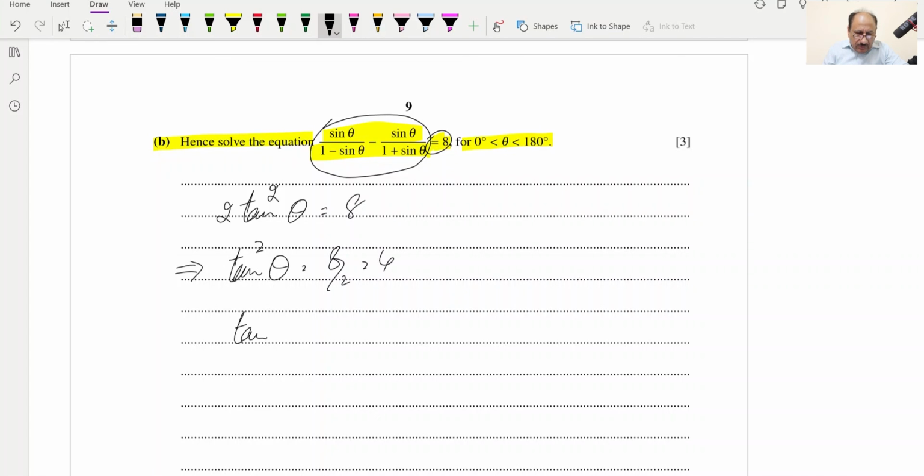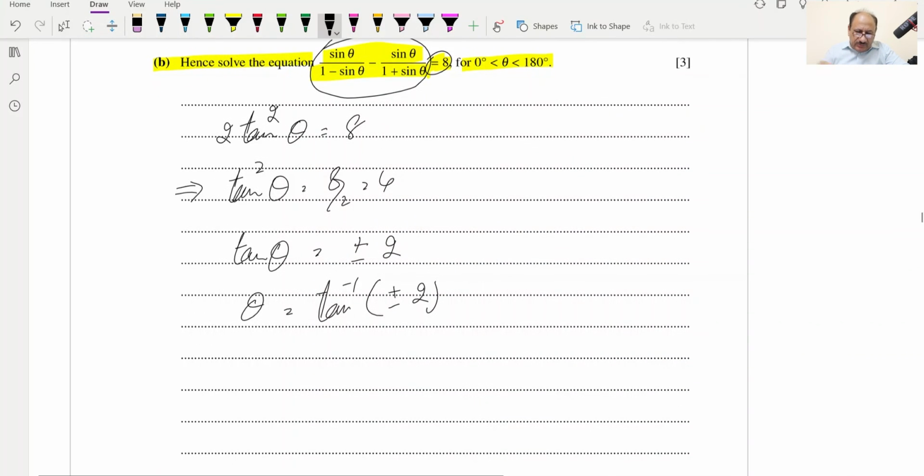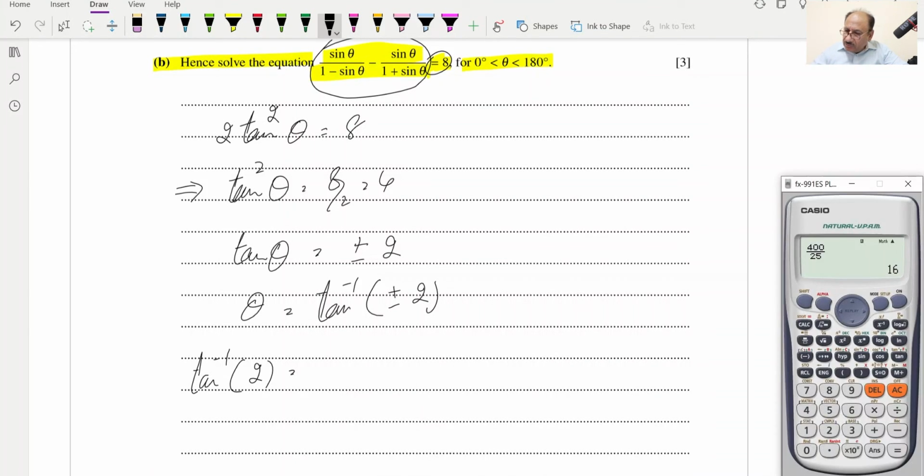So tan theta will be equal to plus minus 2. We have taken under root, so plus minus 2, so theta will be equal to tan inverse of plus minus 2. So if we take 2, tan inverse of 2 will be equal to what? Tan inverse of 2, shift tan of 2, in degree mode, so shift mode degree will be 3, and this is equal to 63.43.